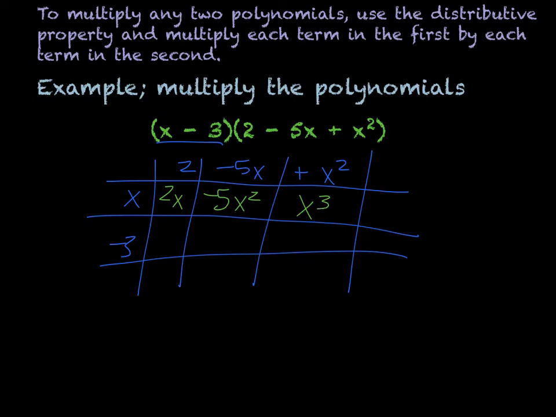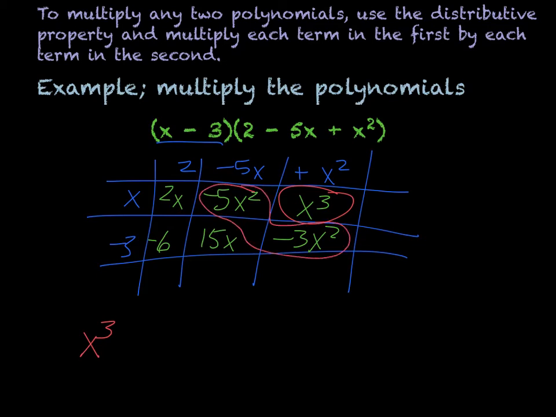Negative 3 times 2 is negative 6. Negative 3 times negative 5x is positive 15x. And negative 3 times x squared is a negative 3x squared. And then we just have to make sure we put everything in order. So when we do that, we have our x cubed and our x squared terms are both right there.